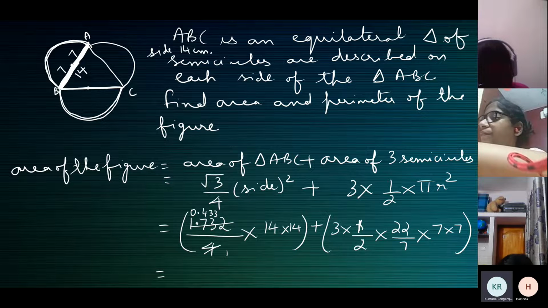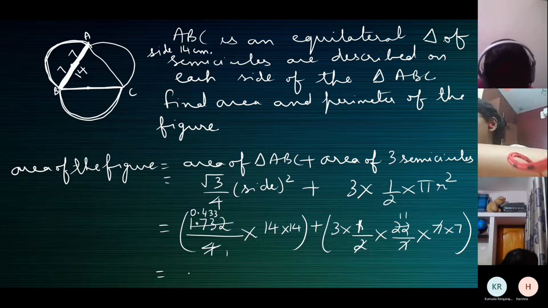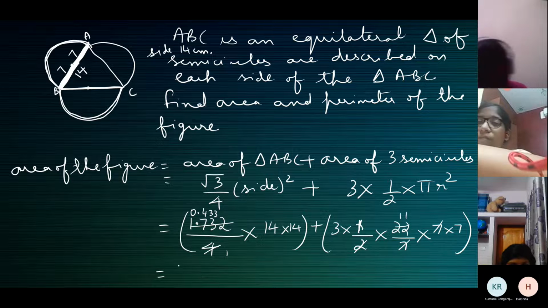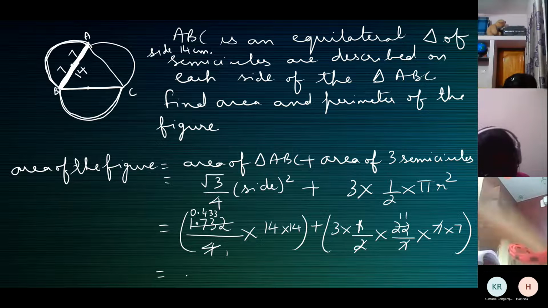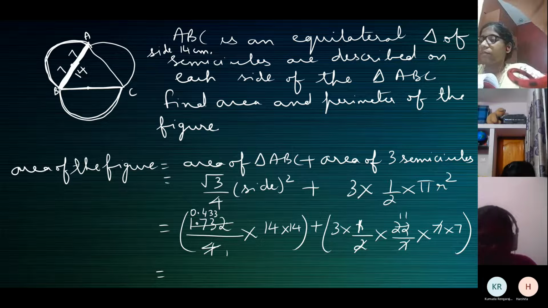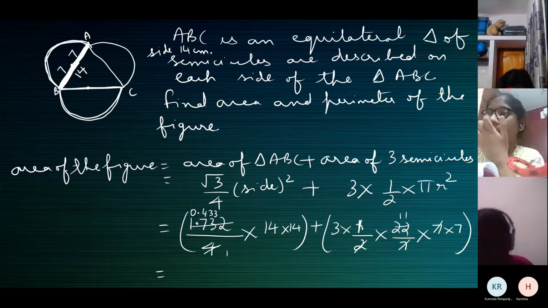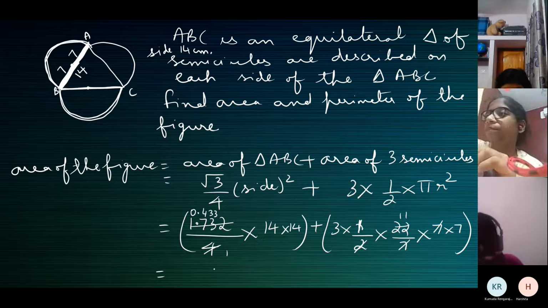So here you can cancel. 2 ones are 2, 11s are 7, and 7 gets cancelled. What's this product, children? 14 into 14, 196, ma'am. Yeah, 196 into 0.433. Ma'am, I'm getting the answer like 84.868, ma'am.